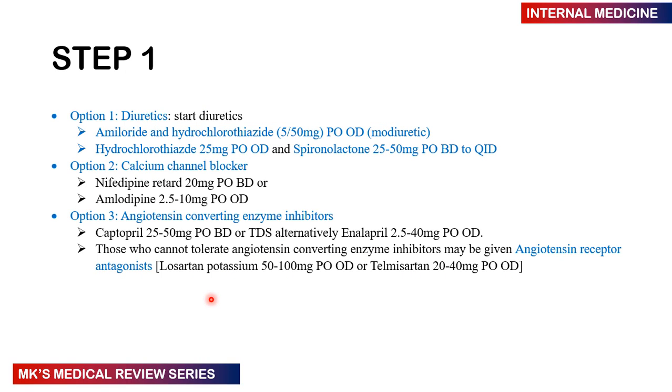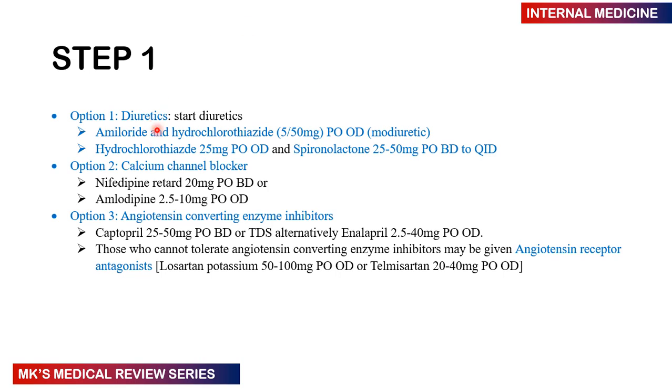So, step 1. Let me give you examples. So, step 1, you have 3 options. You can either start off with an ACE inhibitor, a calcium channel blocker, or a diuretic. So, if you start with a diuretic, amiloride and hydrochlorothiazide 5 to 50, that's more diuretic, once a day, or hydrochlorothiazide 25 milligrams orally once a day, and spironolactone 25 to 50 milligrams twice a day, or you can give it 25 milligrams once a day.